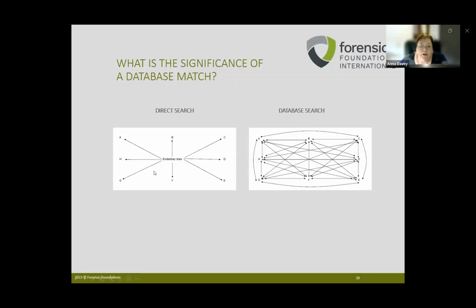When you are doing a direct match, you have an evidentiary stain, and you might be testing it with suspect A or suspect B or suspect C. So it's a one-to-one, it's a direct match. And if you get a match, then you can work out your statistics of the significance of that match.